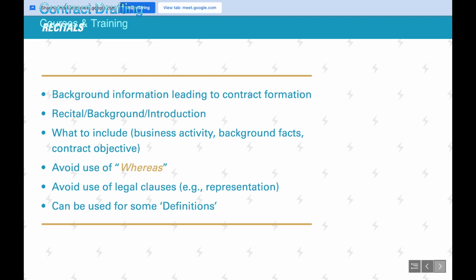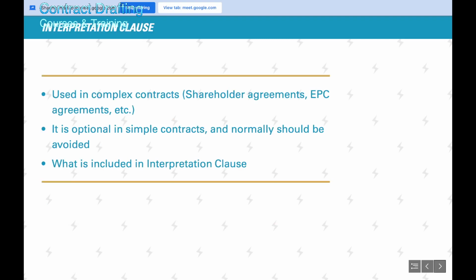Now let's see what will happen in case there is a complex contract. So in case of a complex contract like shareholder agreement, EPC agreement, we also use interpretation clause. This is optional in simple service contracts, sale contracts, and can be avoided unless it is a very detailed contract and you need clear picture that the interpretation of the contract has to be in terms of the interpretation clause. What is included in the interpretation clause? I'll discuss that later.